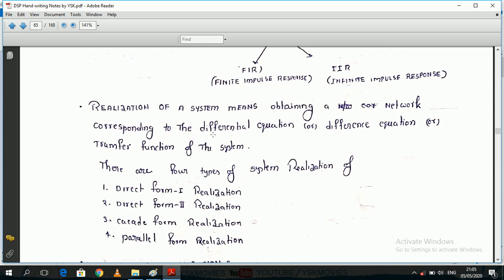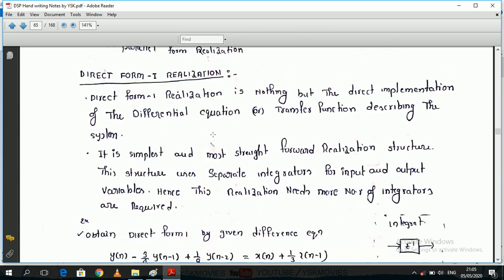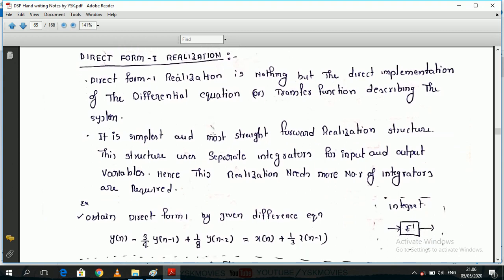Let's start with the first realization called direct form one. Direct form one realization is nothing but the direct implementation of the differential equation or transfer function describing the system. The simplest, most straightforward realization structure. This structure uses separate integrators for input and output variables. Hence, this realization requires a greater number of integrators. So what is an integrator? You can find it on the right side. Integrator is nothing but z inverse.